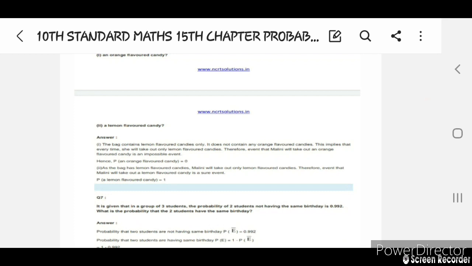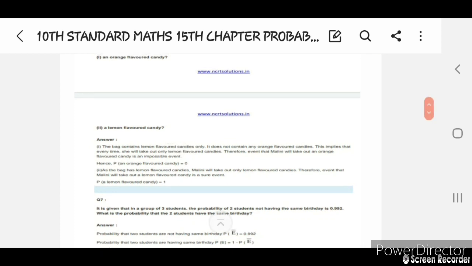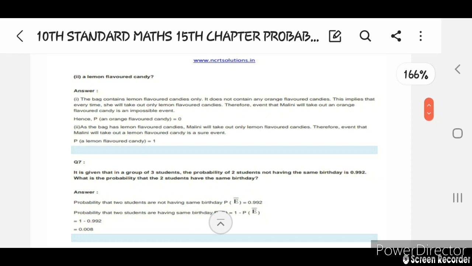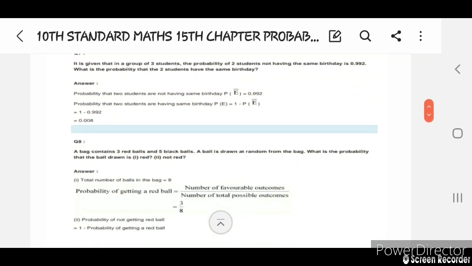The bag contains only lemon flavored candies, as mentioned in the question. So it does not contain any orange flavored candy. Every time she will get only a lemon flavored candy. Therefore the event that Melina takes out an orange flavored candy is an impossible event, which means 0. Next, since the bag contains all lemon flavored candies, Melina will take out only a lemon flavored candy. So it is a sure event, and the answer will be 1.